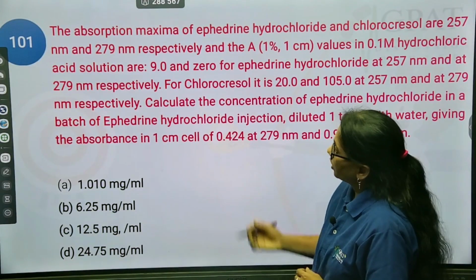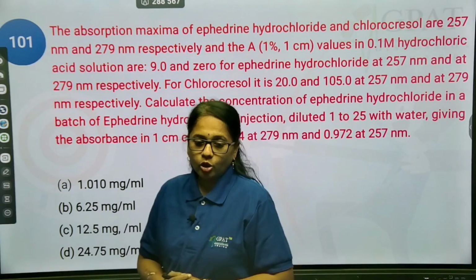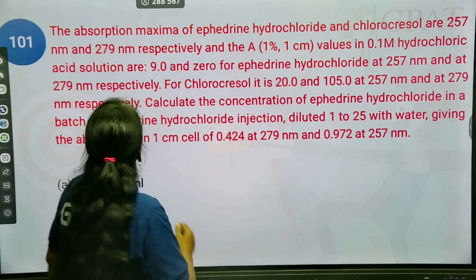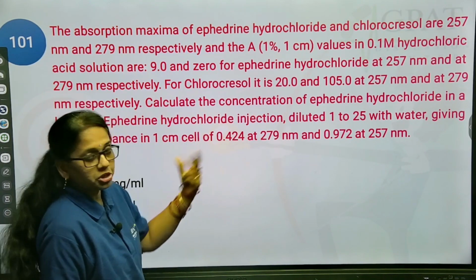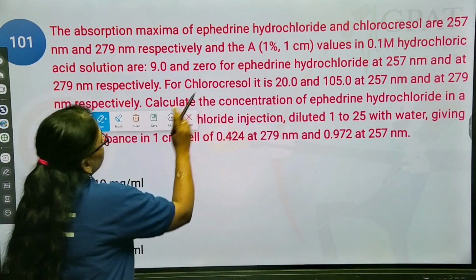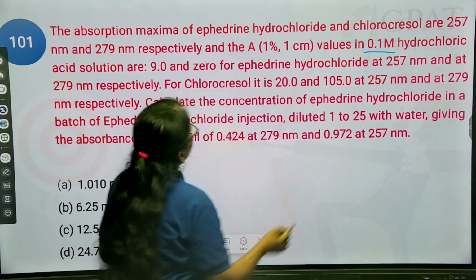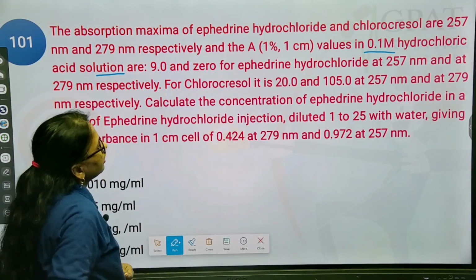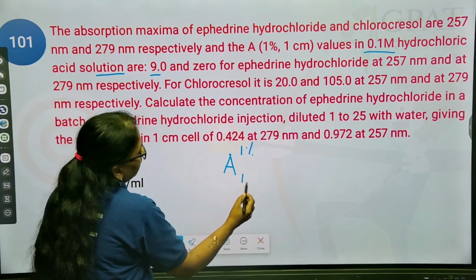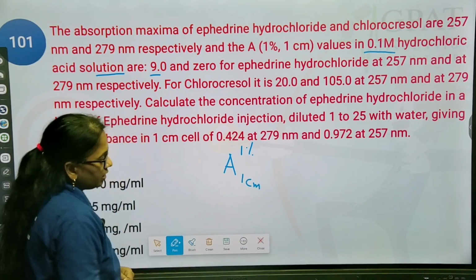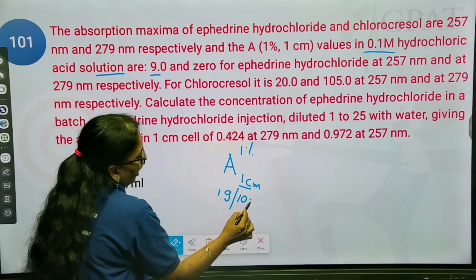The next question: the absorption maxima of ephedrine hydrochloride and chlorocresol are 257 nanometer and 279 nanometer respectively. So the question is from spectroscopy. Here they have given the A 1% 1 cm values in 0.1 molar HCl solution. Those are nothing but A 1% 1 cm, that means the specific absorbance values. In this we can say that the concentration is 1 gram per 100 ml.